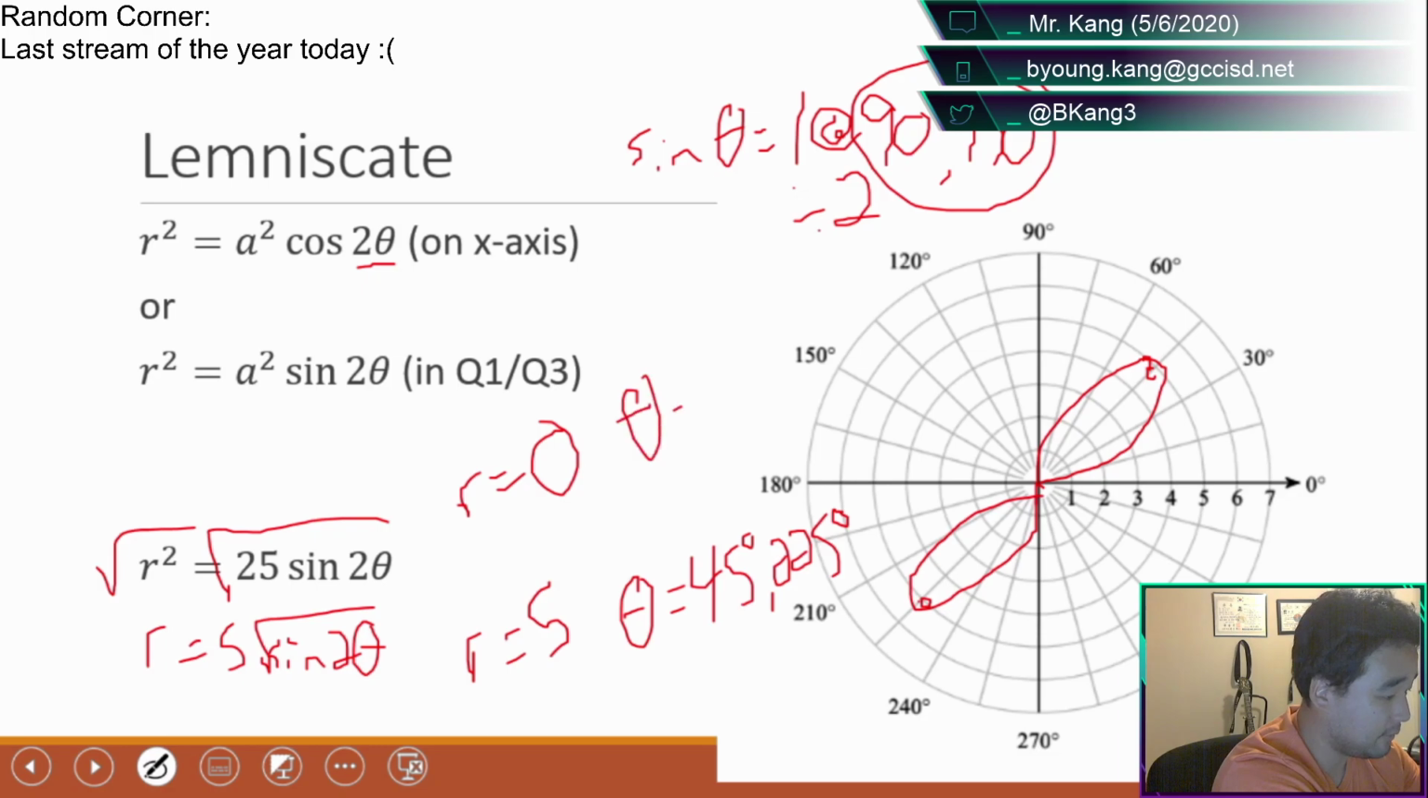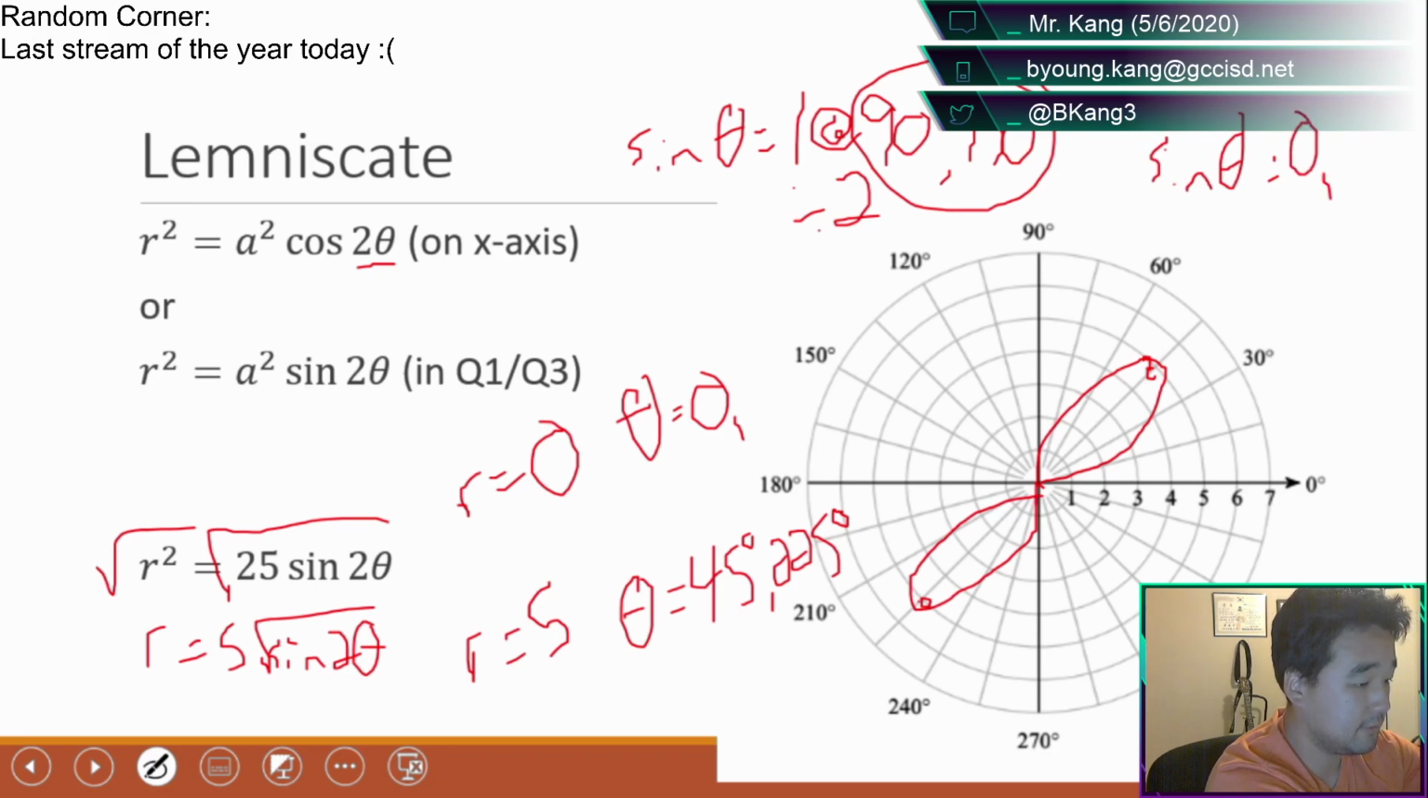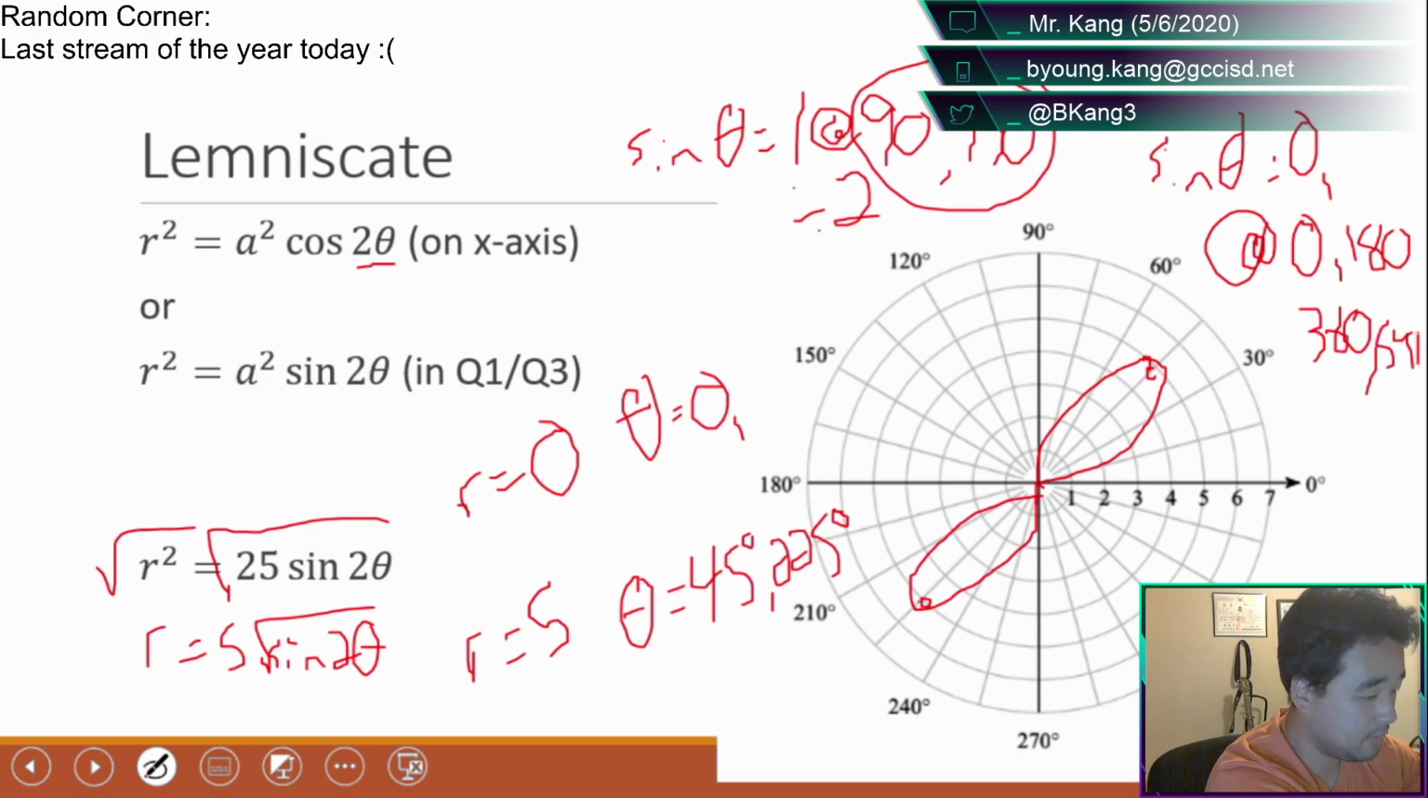So r is going to be 0 when theta equals 0, and sine is equal to 0 at 0, 180, 360, 540, I guess. But you divide all of those by 2. So at 90, then I don't know how far they're going to ask you to go here, 180, 270. There it goes.